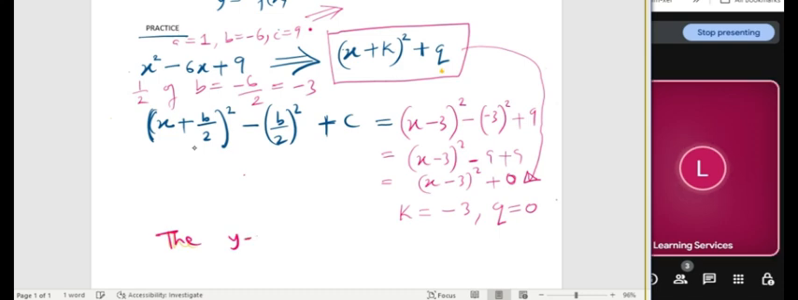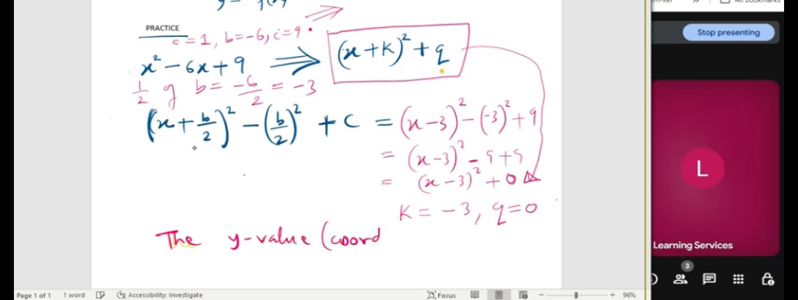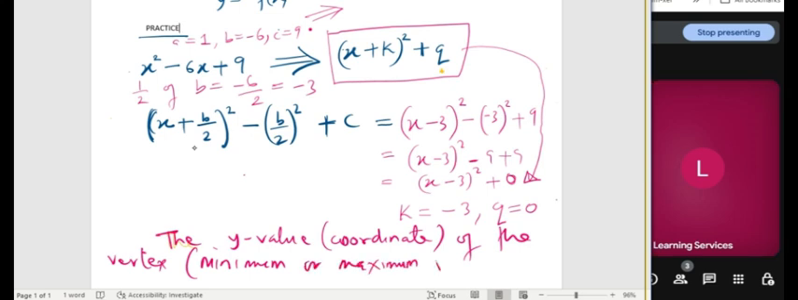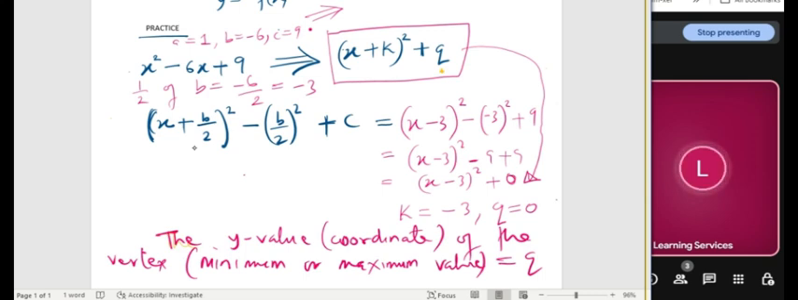The y value, or coordinates of the vertex, which is a turning point, which could be a minimum or maximum value, depending on whether the graph forms a U or an N, you know all of that. It's simply equal to Q. The y value, the coordinate of the vertex, the minimum or maximum value, is simply Q.